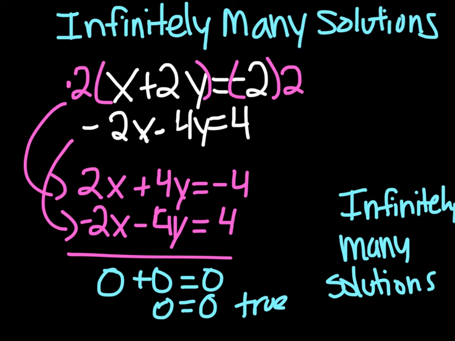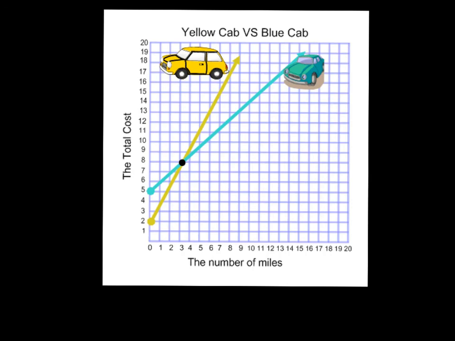It's important to know that you won't always get 0 equals 0. You could get 10 equals 10 or 5 equals 5, anything that means that no matter what x and y you put into one equation, it will also work in your second equation. You will often see systems of equations applied to word problems.